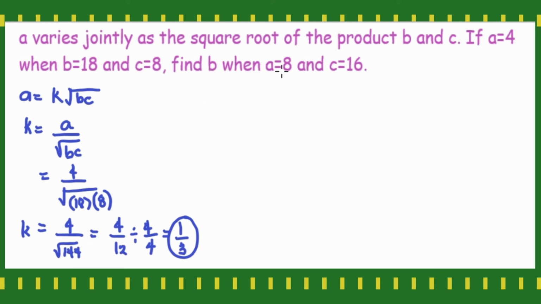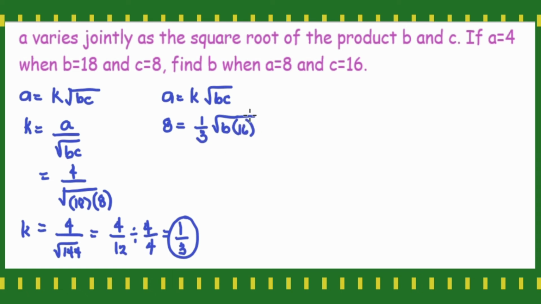Sabi niya, find B when A is equal to 8 and C is equal to 16. Ang original equation natin is A is equal to K and the square root of BC. Kapag ganito siya, since ang radicand natin, nandoon yung sinusolve natin, so let's just substitute first. Tapos, mamaya, we will remove the square root. A is equal to 8. K is equal to 1/3 times the square root of B, which is unknown. So, we will copy B times C, which is 16.